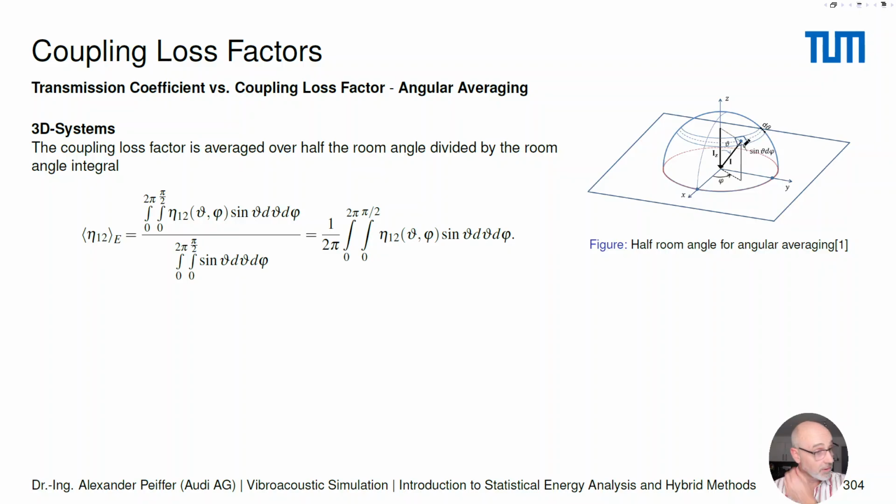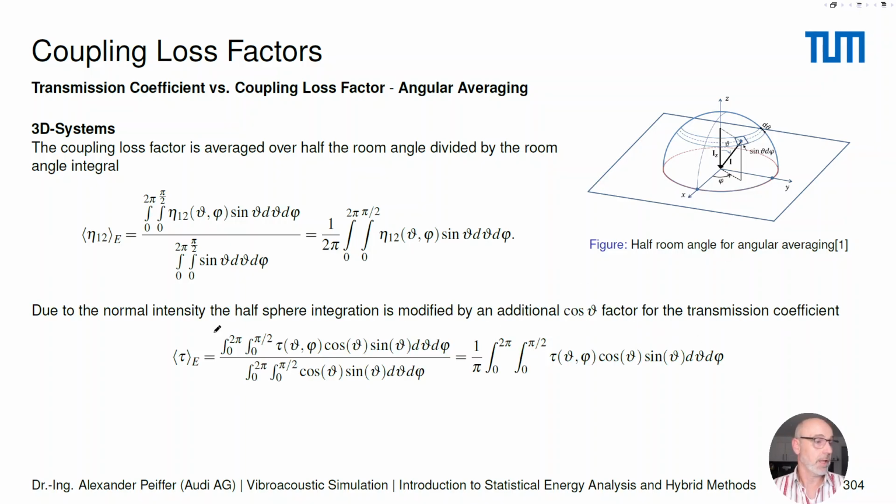Due to the balancing of the angle, there's a sine function in the angle itself. It has nothing to do with the normal expression. The integral looks slightly different, and we have to do the averaging procedure for the coupling loss factor using this integral, covering the half room angle for angle averaging, and we have to use again a sine theta. This time it is a cosine function because the angle is now defined as the angle between the normal axis, not in relationship to the plane. Then we get this expression here.